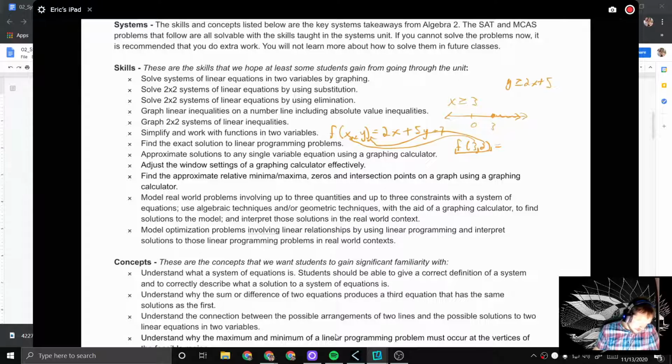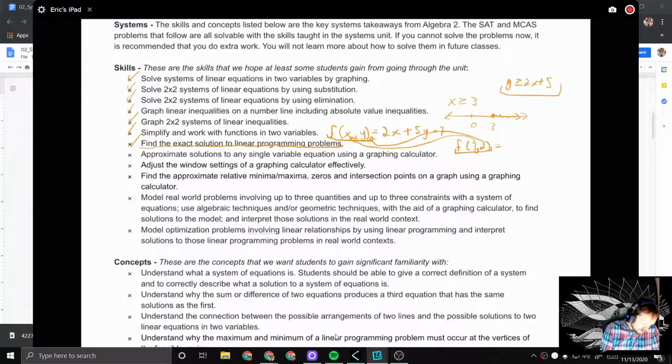Approximate and find the exact solution to linear programming problems. This is when you have an equation like this, along with a system of inequalities. You graph the inequalities, you plug the points in the bounding region into the function, and determine the highest valued point.